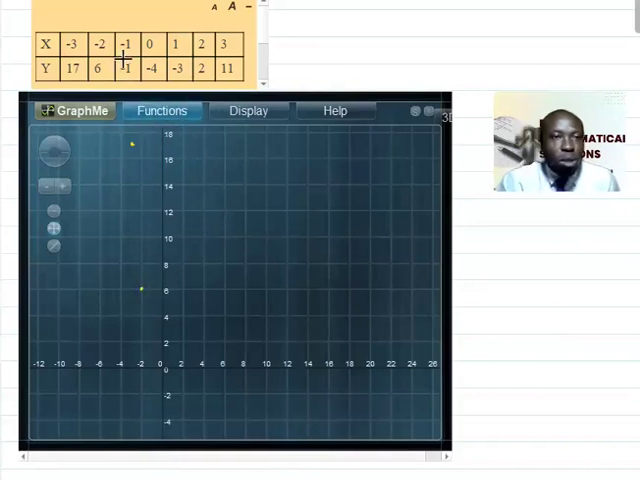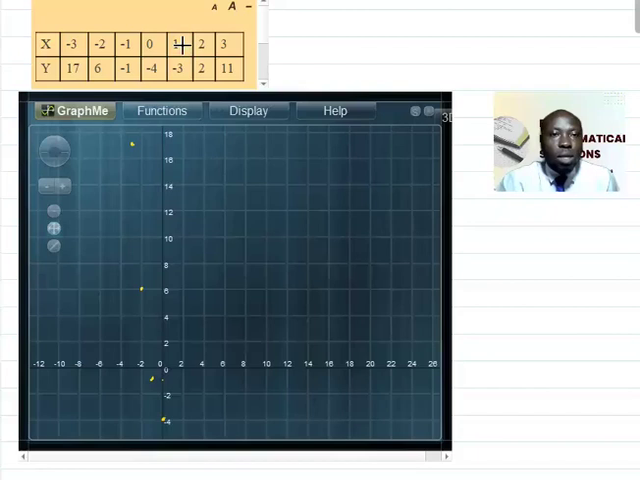Small but significant. Minus 1 and minus 1. So y is minus 1 here, x is minus 1, so the two of them meet here. Small but significant. When x is 0, y is minus 4. So they meet on this plane.